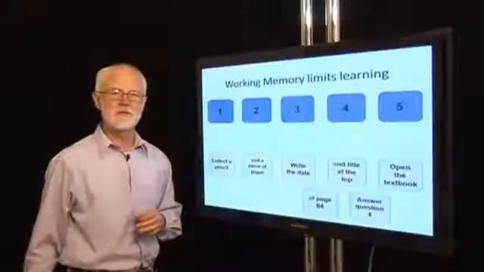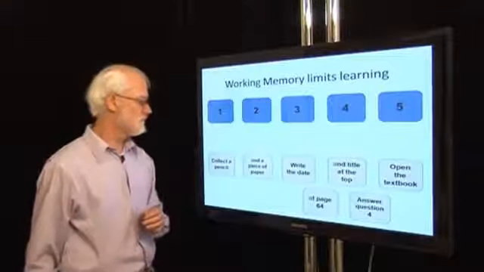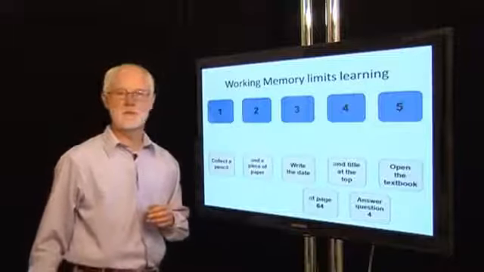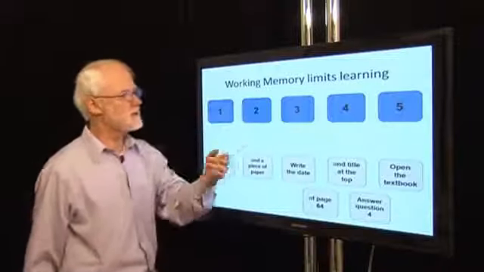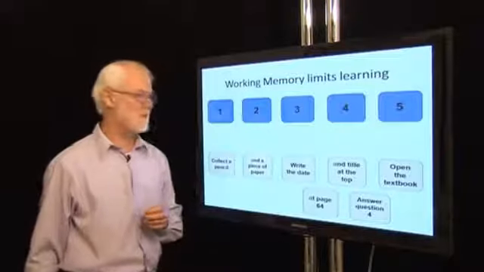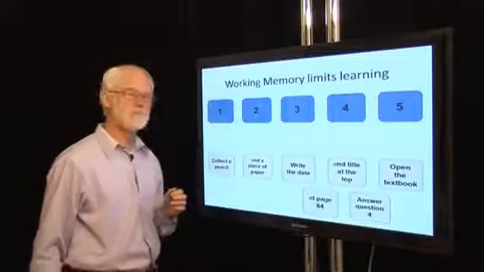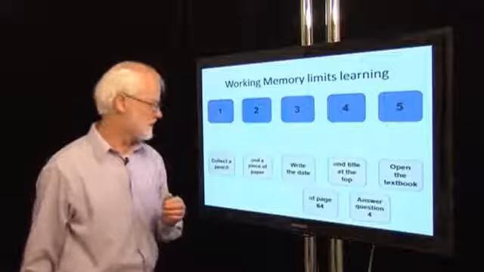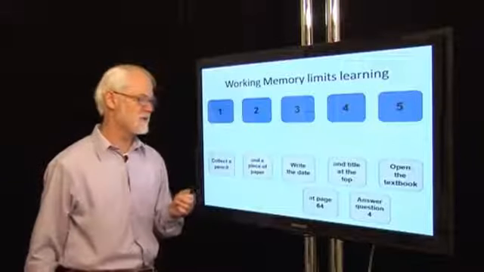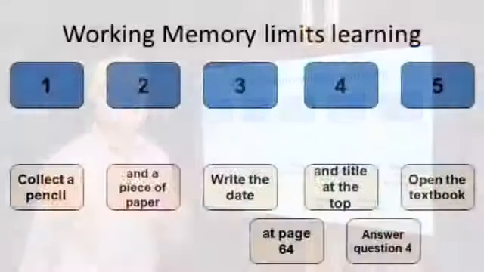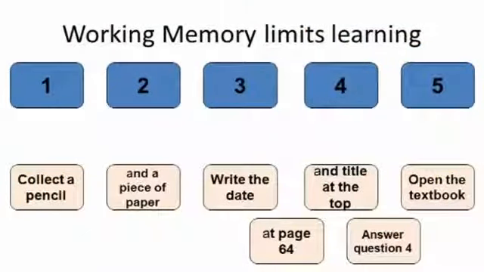Let's look at some of the results of limited working memory. Let's say the pupils come in and this student has 5 slots in their working memory, and you give them what seems to be a simple instruction. Collect a pencil and a piece of paper, write the date and the title at the top, open the textbook at page 64 and answer question 4.